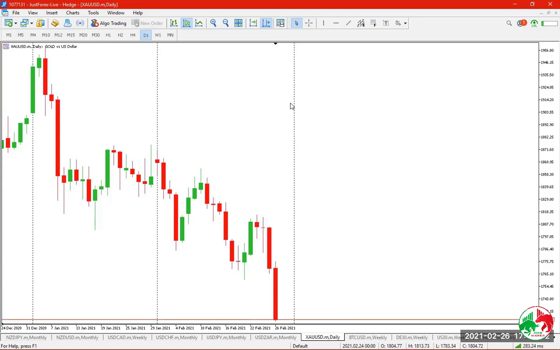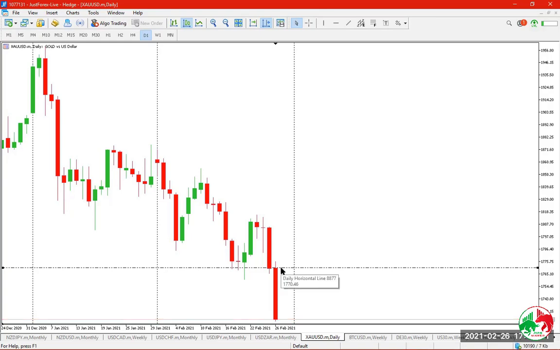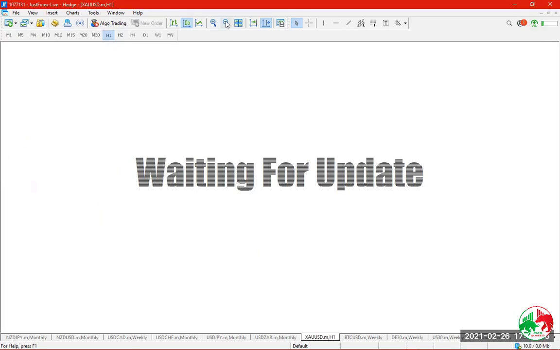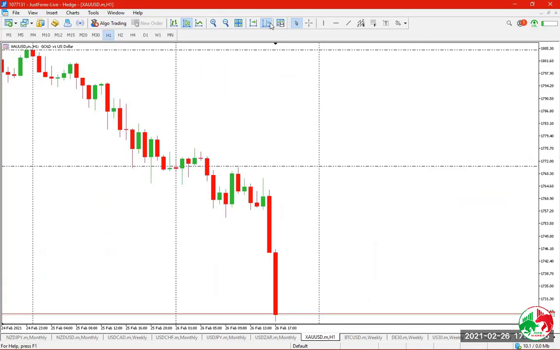So then you will take your equilibrium line, this line here, on the open of the current candle. You would take this equilibrium line, copy and paste it on the open of the previous daily. That means within these two equilibrium lines, we will be looking for supply zones. Great.